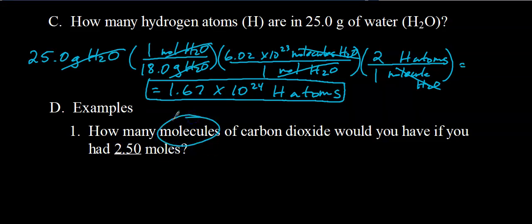So it's important we analyze the question, know what we're given, and know what we're trying to find. How many molecules of what substance? In this case, it's carbon dioxide. That's, again, CO2 is a chemical formula. How many molecules of carbon dioxide would you have if you had 2.50 moles of carbon dioxide? So we're going to convert from moles of CO2 to molecules.